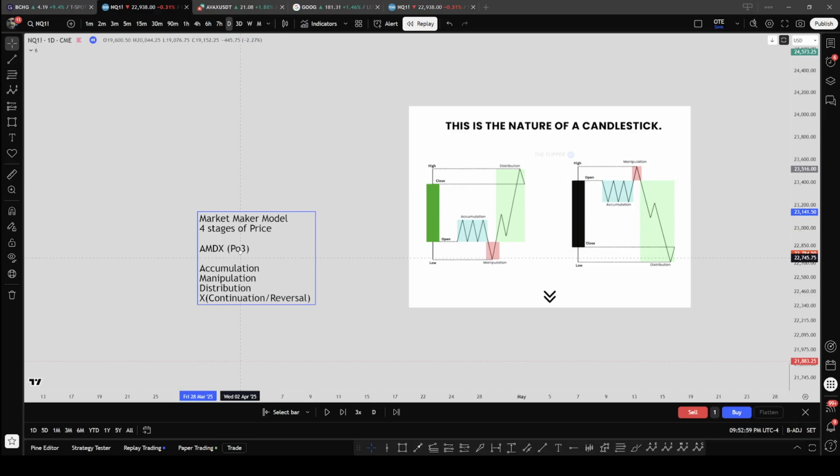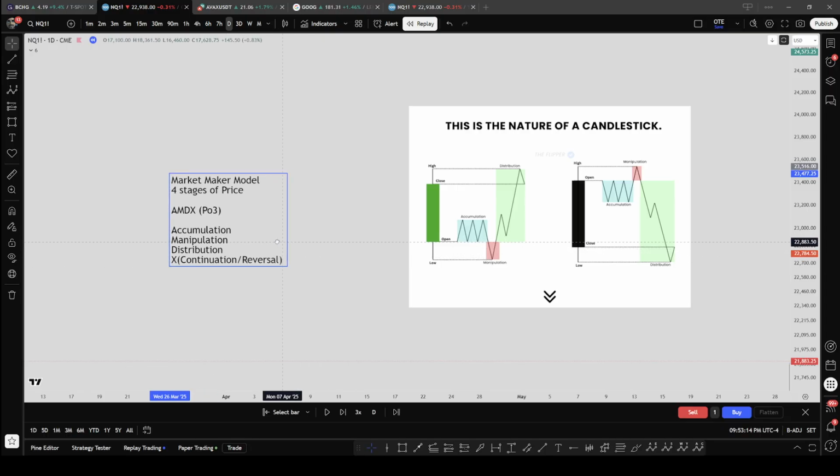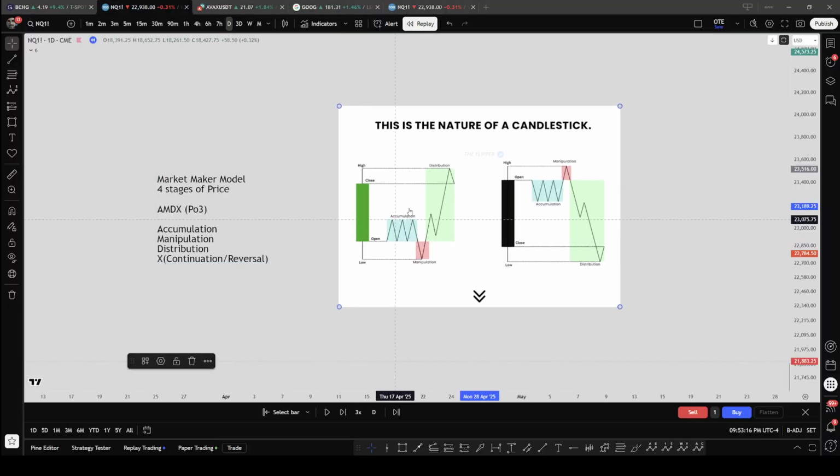For context, the market drives in 4 stages of price: AMDX, otherwise known as PO3. So what does AMDX stand for? Accumulation, manipulation, distribution, and X is either continuation or reversal. I put a graphic up here so it's a little bit easier to visualize one singular candle.